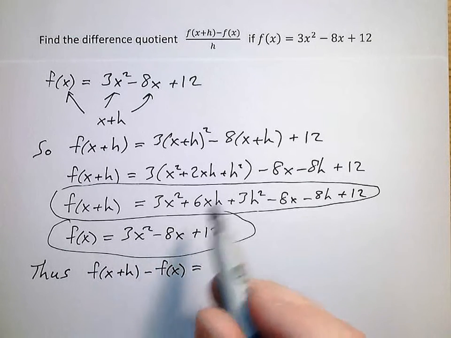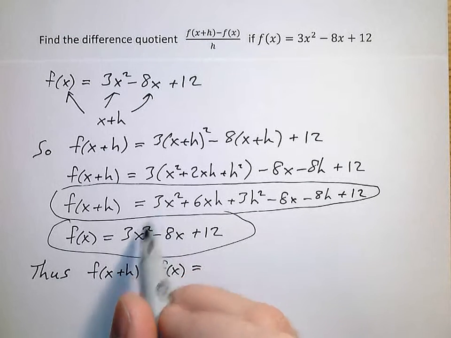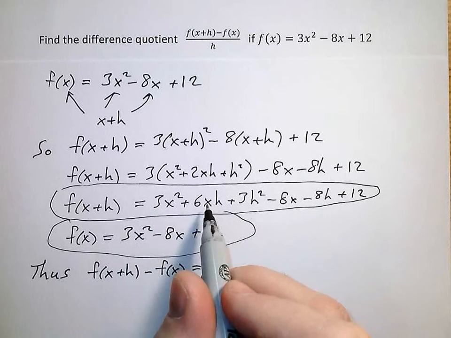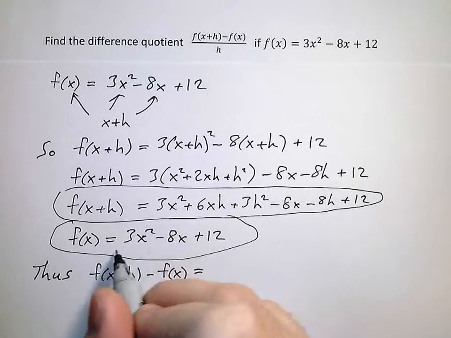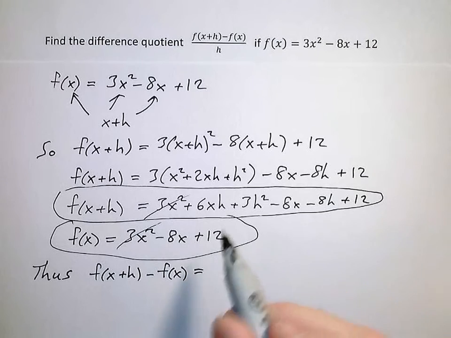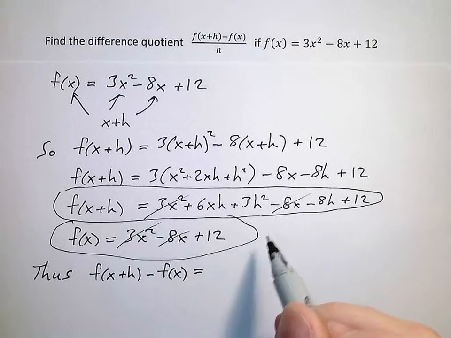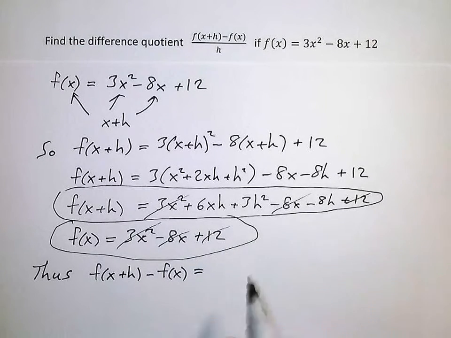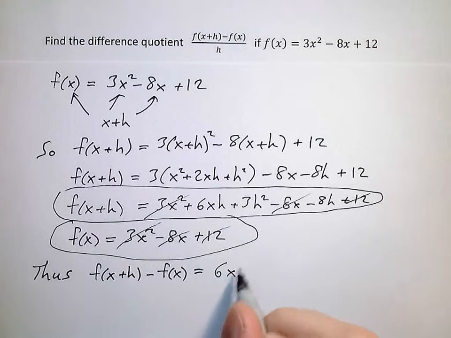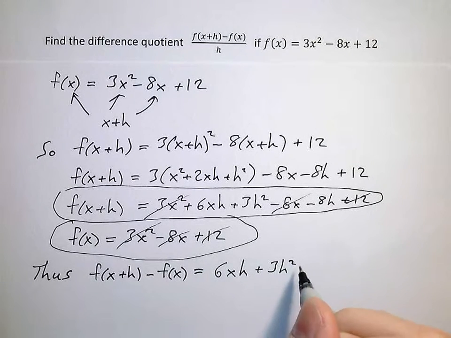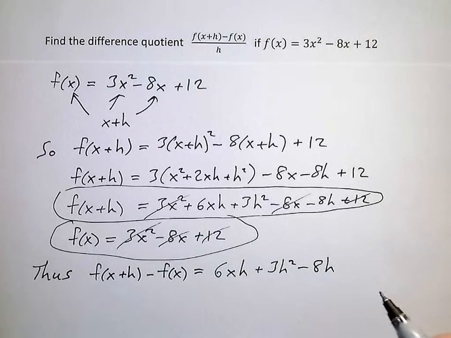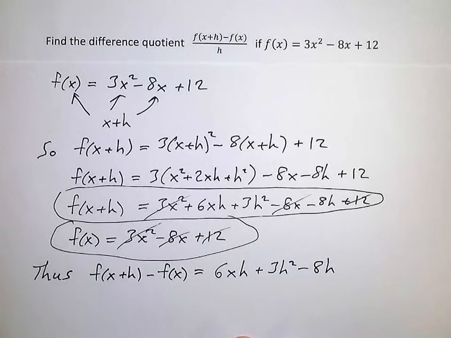when I subtract here, I get some cancellation. 3x squared minus 3x squared is 0, so those cancel. And the negative 8x's cancel. And the 12 cancels. And so this is just going to be left with 6xh plus 3h squared minus 8h. And this is the numerator in our difference quotient.